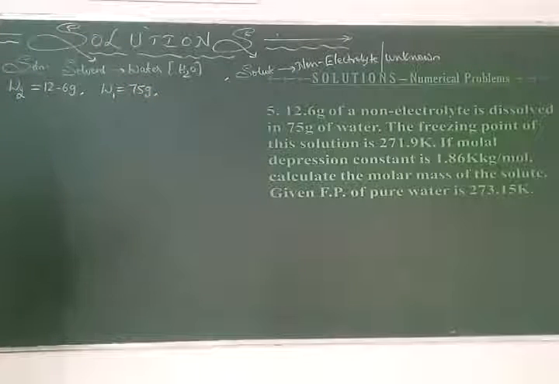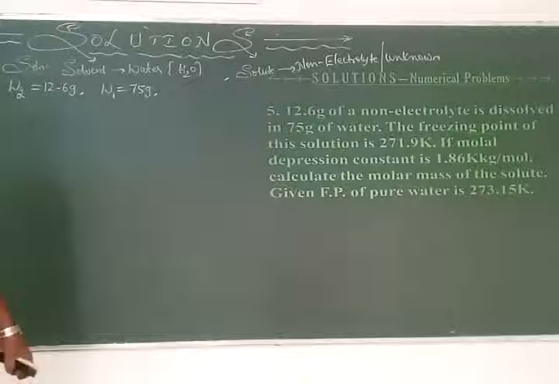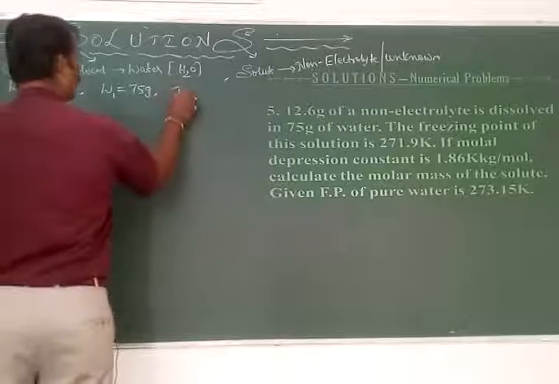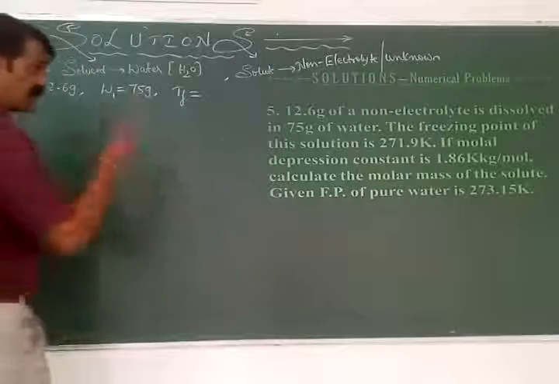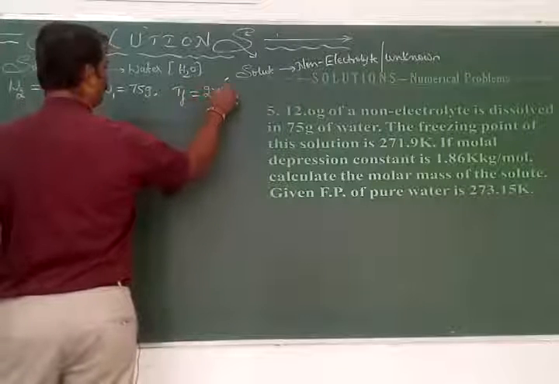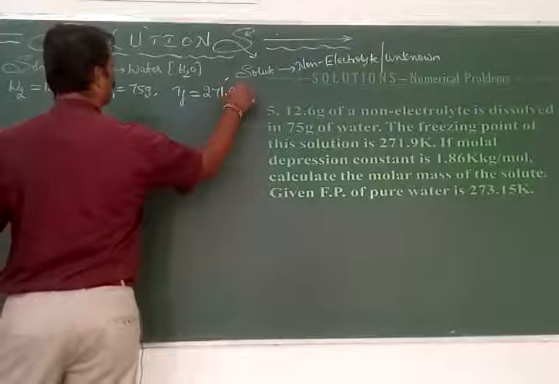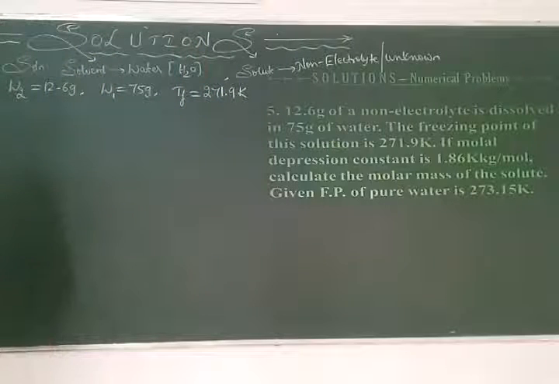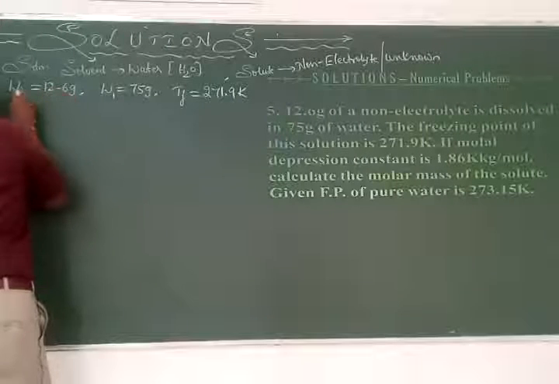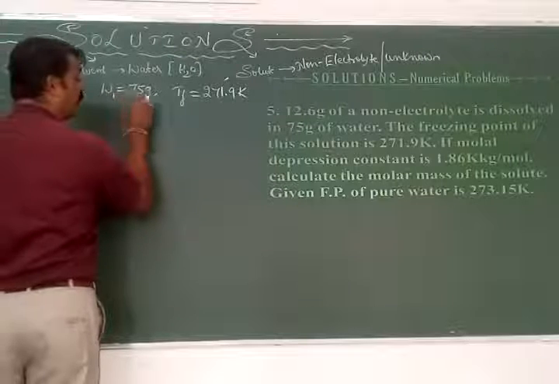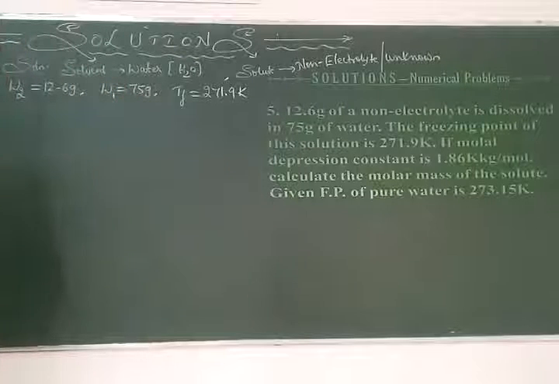The freezing point of this solution is given. Tf, without subscript, means it is the solution. What is that? 271.9 Kelvin. What is 271.9? It is the freezing point of that particular solution. How is that solution obtained? By dissolving 12.6 grams of a non-electrolyte in 75 grams of pure water. The freezing point gets lowered to 271.9 Kelvin.